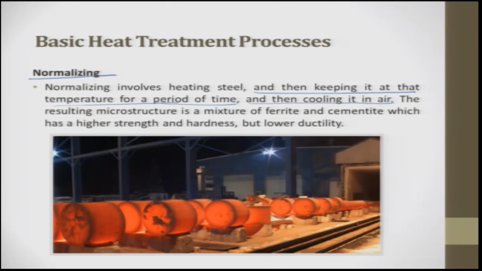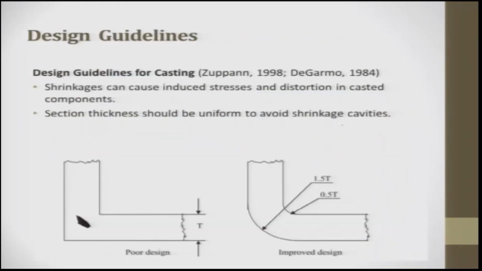So, these are discs which are cut and they are undergoing normalizing. The resulting microstructure is a mixture of ferrite and cementite which has a higher strength and hardness but low ductility. Now, after doing this, you take it once again to heat treatment and then you try to change the grain structure and start converting these billets into flat rolls, coils. So, just play with the heat treatment.